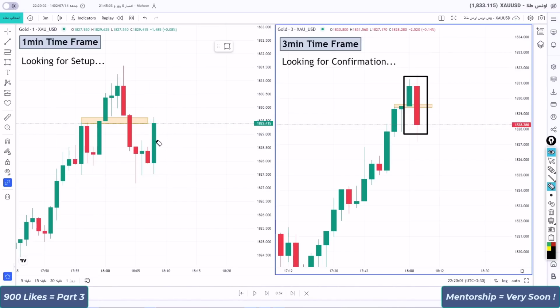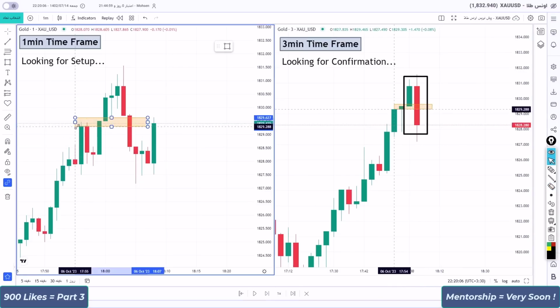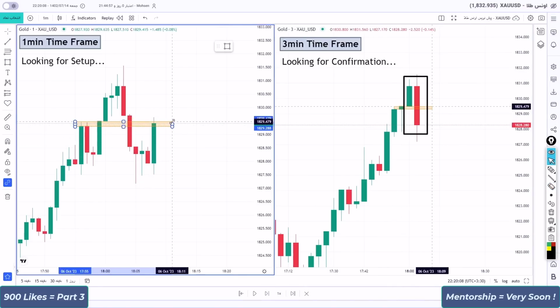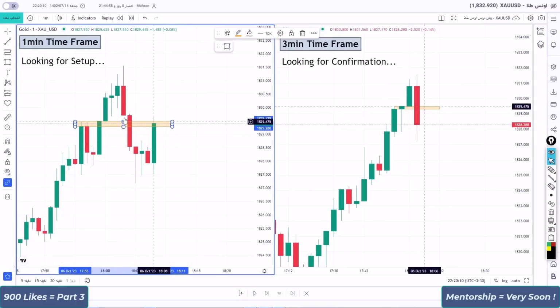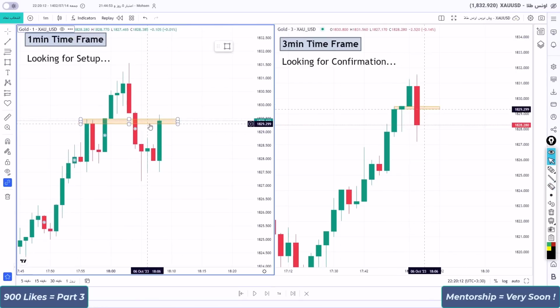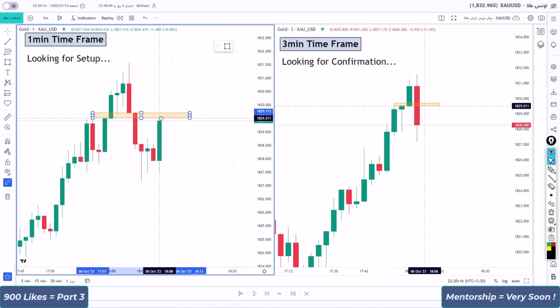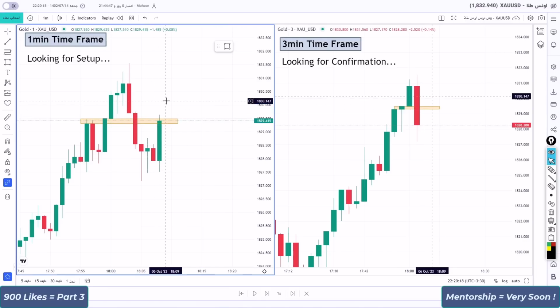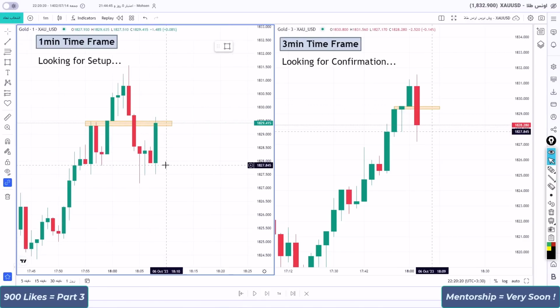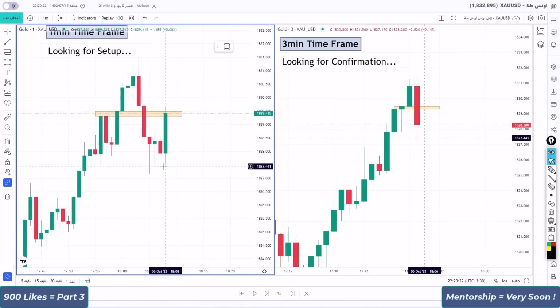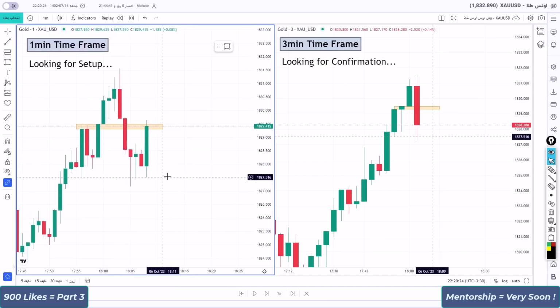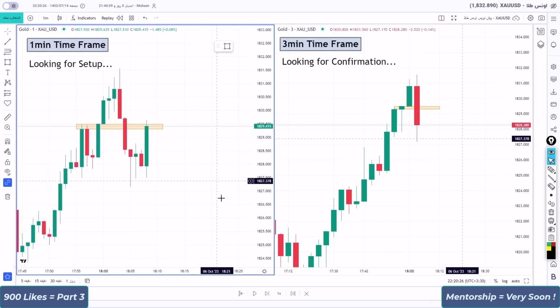All right, so now let me adjust this one a little bit. Okay, now look at this one. If I move this box, it also moves on this other chart, so it means that it's the same chart and they are basically related to each other. Okay, now look at this engulfing pattern. I will play this one by one.